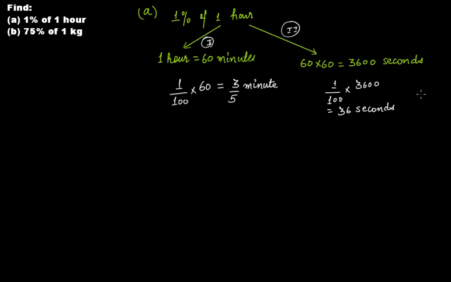Okay. Now, part B: 75% of 1 kg. 75% of 1 kilogram. Again, two approaches. Either you keep it in kg only, don't change this unit. Okay, so keep this unit as it is. That is, you have to solve 75% of 1 kg.